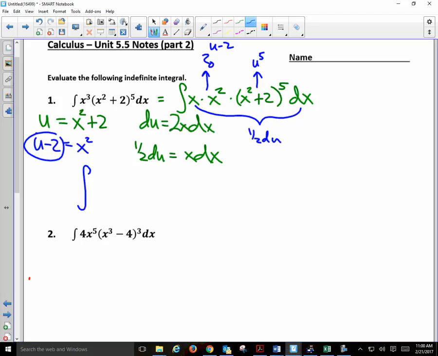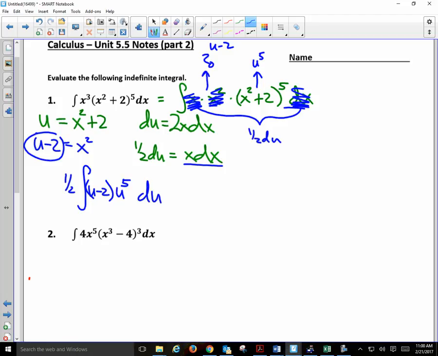First of all, I have 1/2 du. And if it helps you, get rid of the stuff when you start substituting other stuff in so you can see what you have left. X squared is u minus 2 because x is taken care of by the 1/2 du. So now instead of x squared, I'll write u minus 2. U to the 5th.